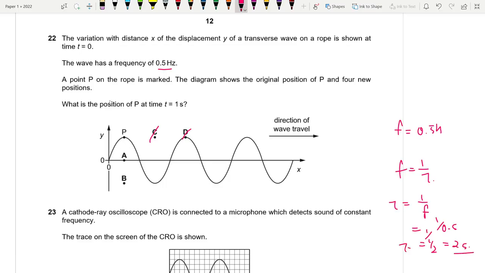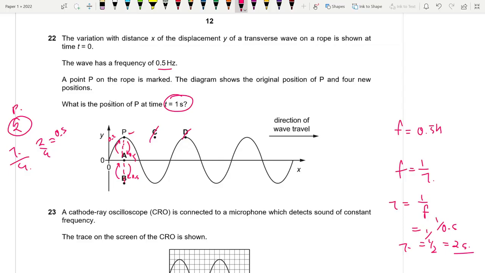The time period is in fact 2 seconds. So after 2 seconds, P is going to come back to the original position over here. So you're always going to break down the time period into 4 parts. So 2 divided by 4 is actually 0.5. So after 0.5 seconds, you're going to travel a quarter of the distance. What does that mean? After 0.5 seconds, you're going to go to A. After another 0.5 seconds, you're going to go to B. After another 0.5, you're going to come back to A. After another 0.5, you're going to come back to P.